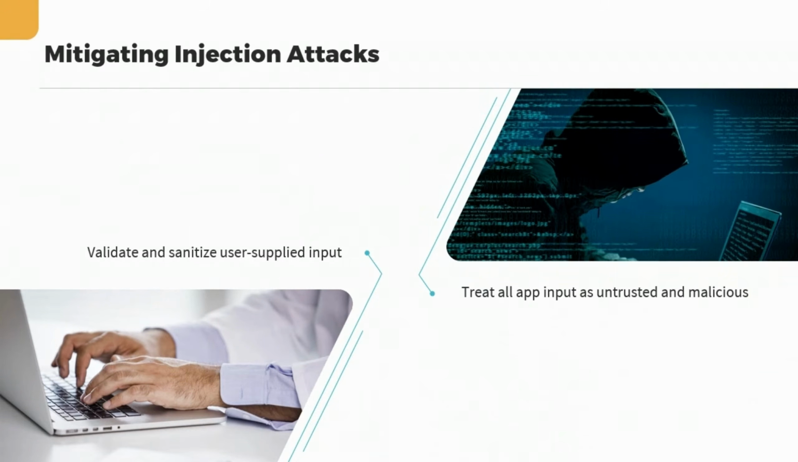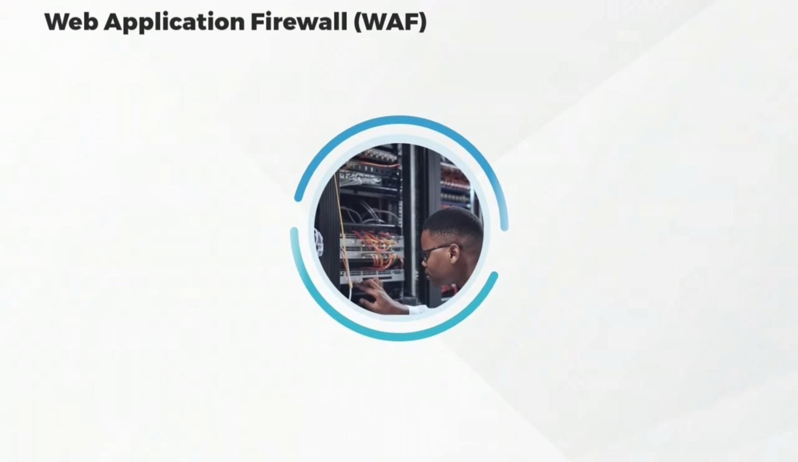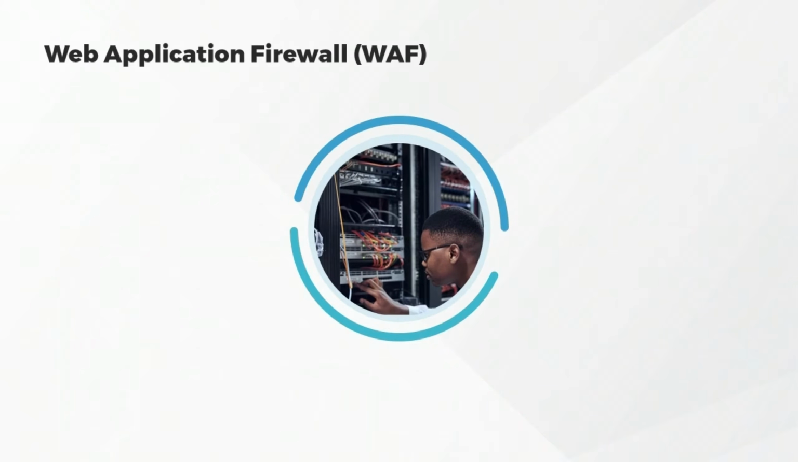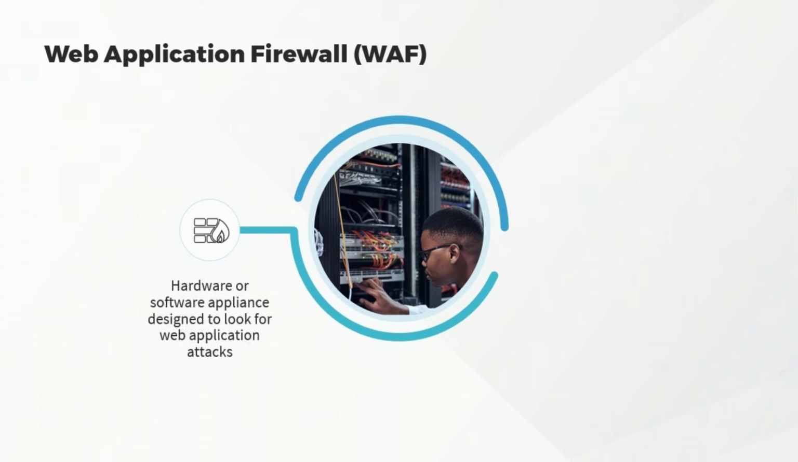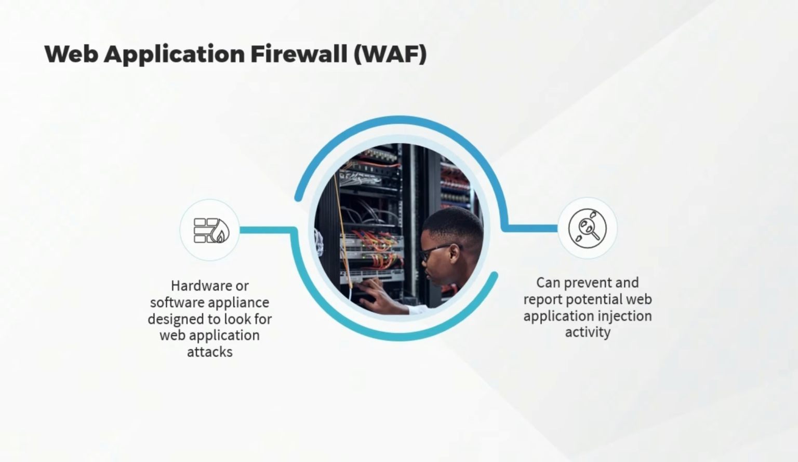What else can we do to mitigate injection attacks? We can use a web application firewall, or WAF. This is a hardware or software appliance, and its purpose is to look for web application attacks like injection attacks. Not only can it prevent these types of attacks from getting into the web application, but it can also be configured to report these potential injection incidents to alert administrators that this type of thing is happening.